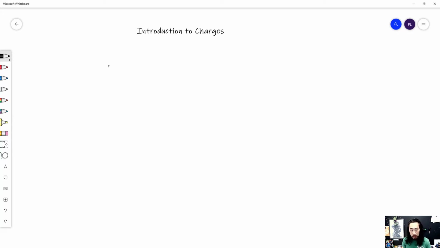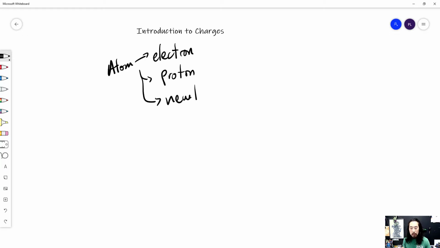So let's go over the parts of an atom. Now, for our class, the atom consists of the electron, it consists of the proton, and it consists of the neutron. Now, the proton and the neutron are part of this thing called the nucleus, and the Bohr atom model is something that you might be familiar with. It is the model of the atom that a lot of media uses.